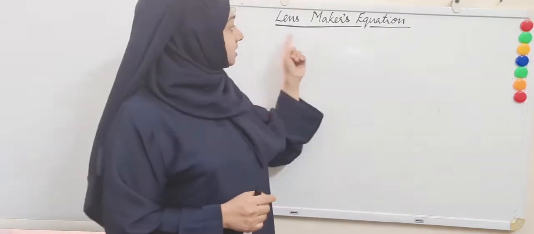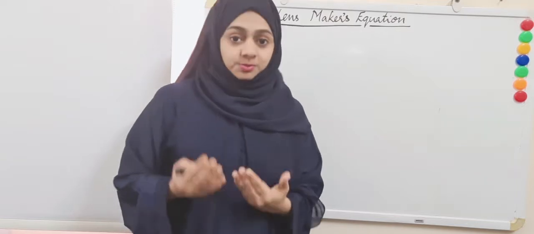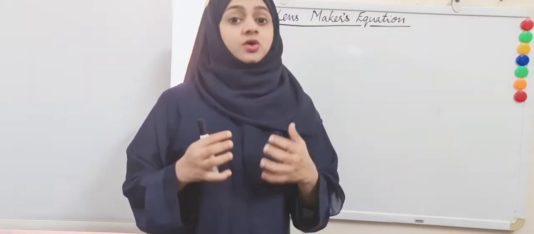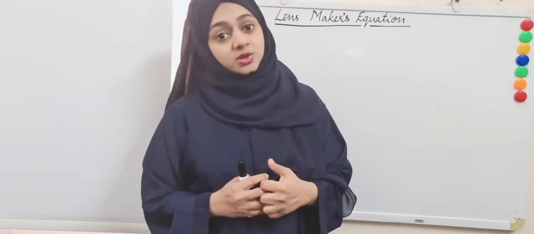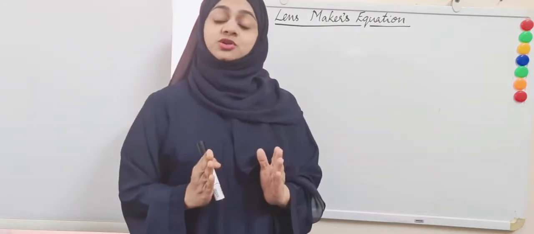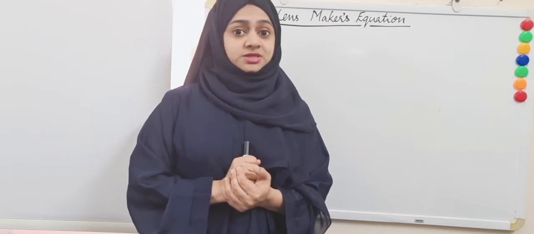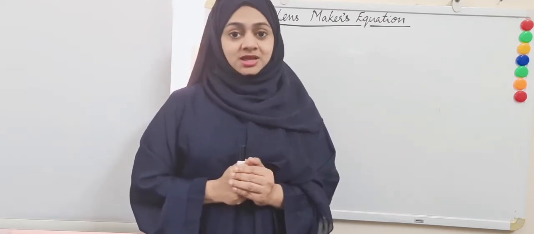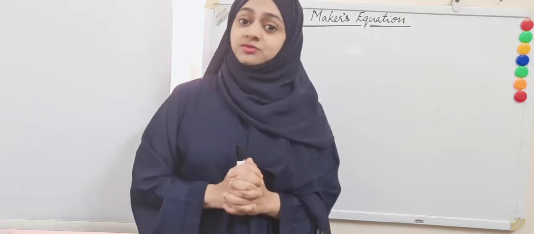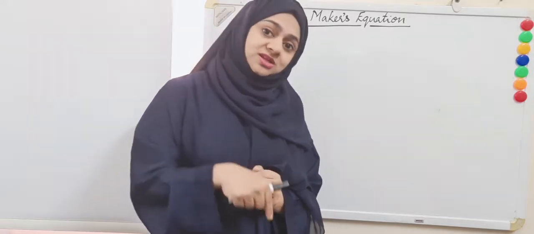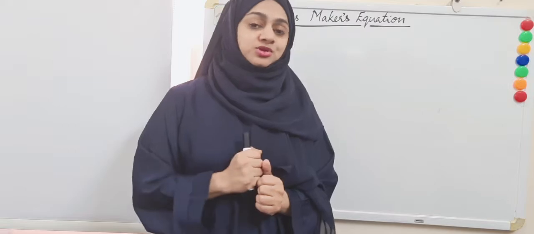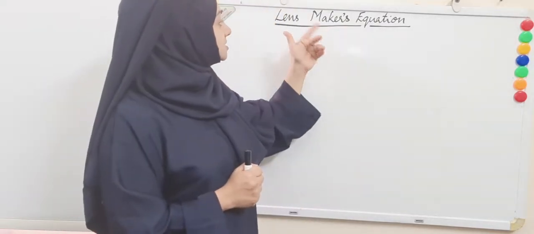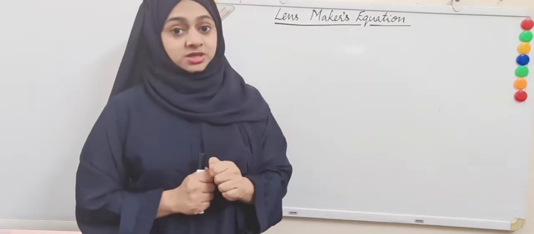To derive Lensmaker's equation, we will be using the real positive sign convention, and also the equation for refraction of light by spherical surfaces. Both these topics were covered in the previous lesson, and those who have not watched the previous lesson, its link is given in the description below. You may watch that. So let us go ahead and derive Lensmaker's equation.